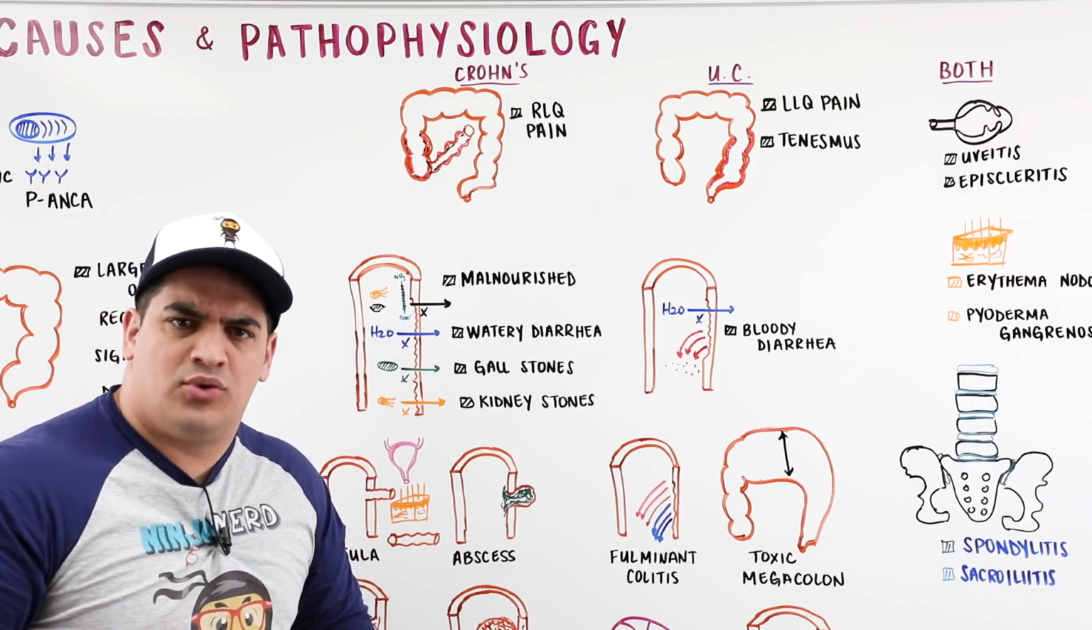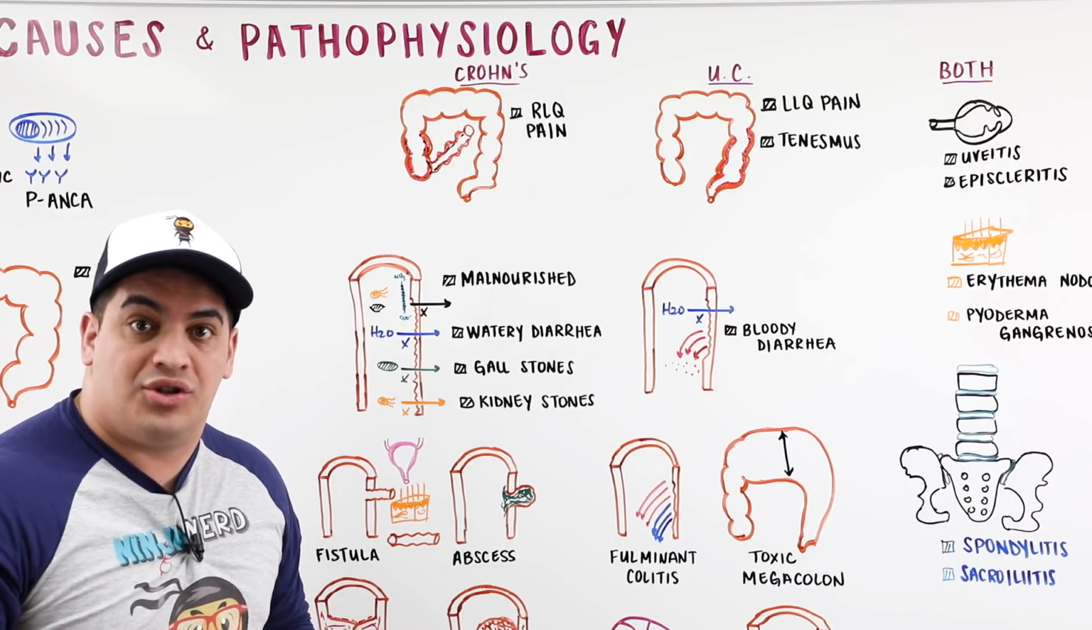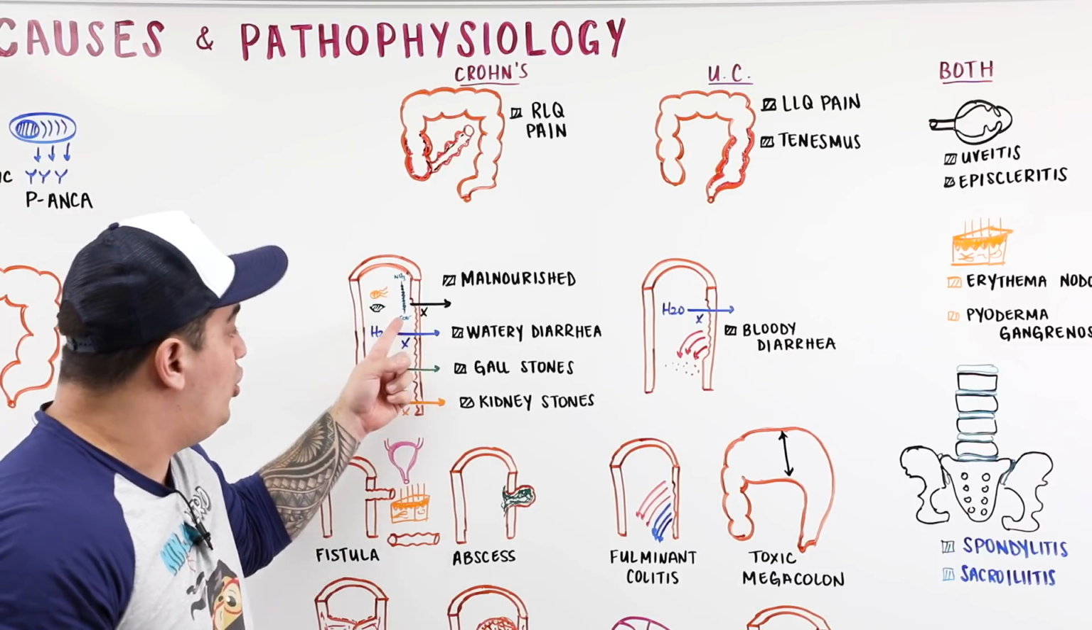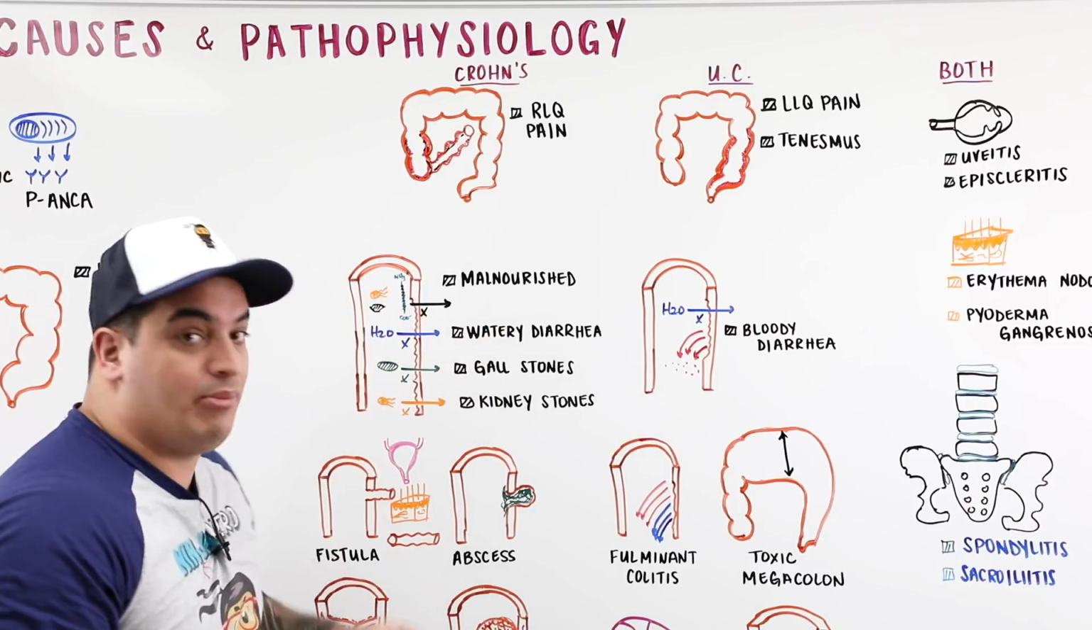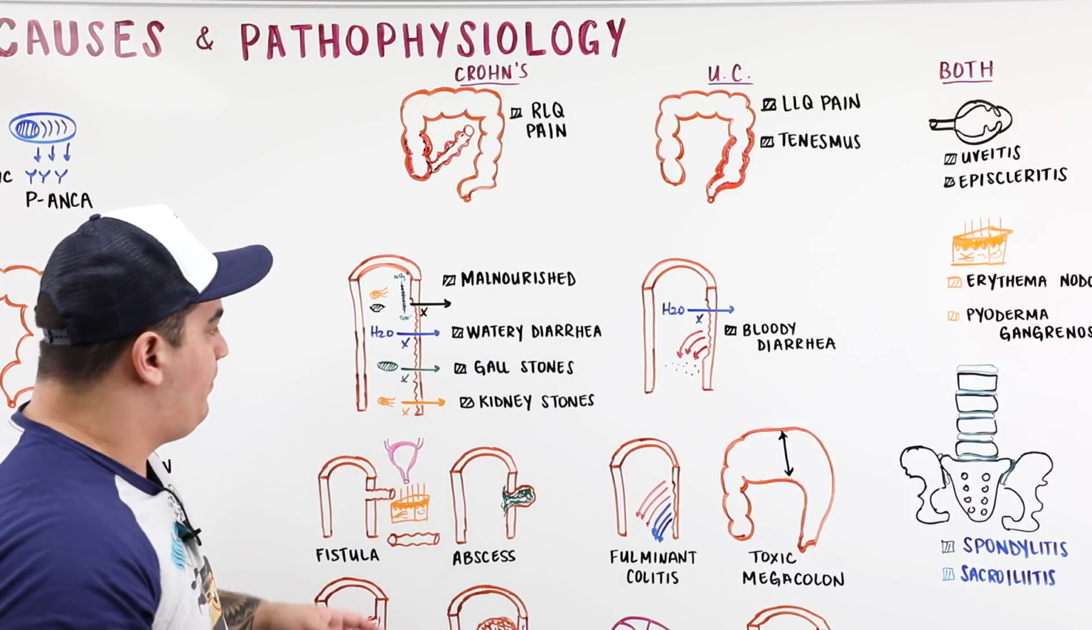Now, because it involves the large intestine, it could lose water. Now, small intestine also absorbs water, but the large intestine is the big one. So if you're not absorbing water across the large intestine or the small intestine, what happens? You don't absorb it across, instead it stays in the stool, and you get watery diarrhea. Here's the big thing though to differentiate.